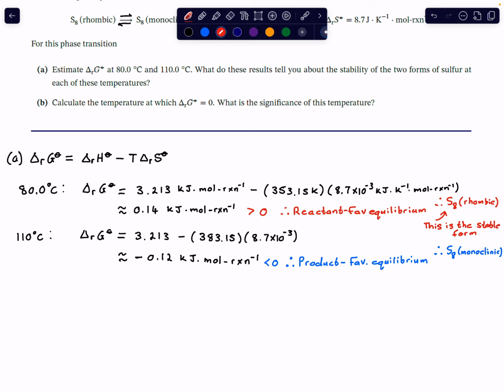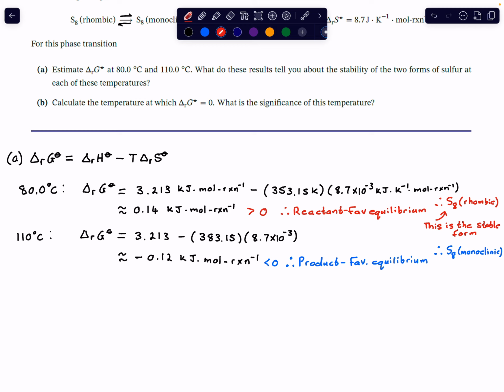What is the favored phase of water at 80 degrees Celsius? It's liquid water. What is the favored phase of water at 110 degrees Celsius? It would be water vapor, right? And that makes sense. At 110 degrees Celsius, you won't have liquid water. You'll have water vapor. And at 80 degrees Celsius, you'll have liquid water. So it makes sense that your equilibrium would be reactant favored for liquid water at 80 degrees Celsius and product favored for water vapor at 110 degrees Celsius.